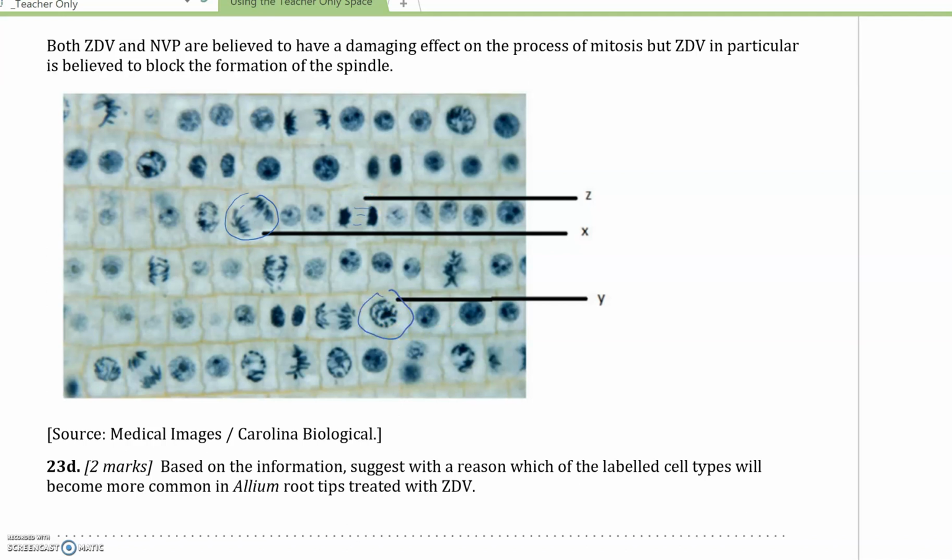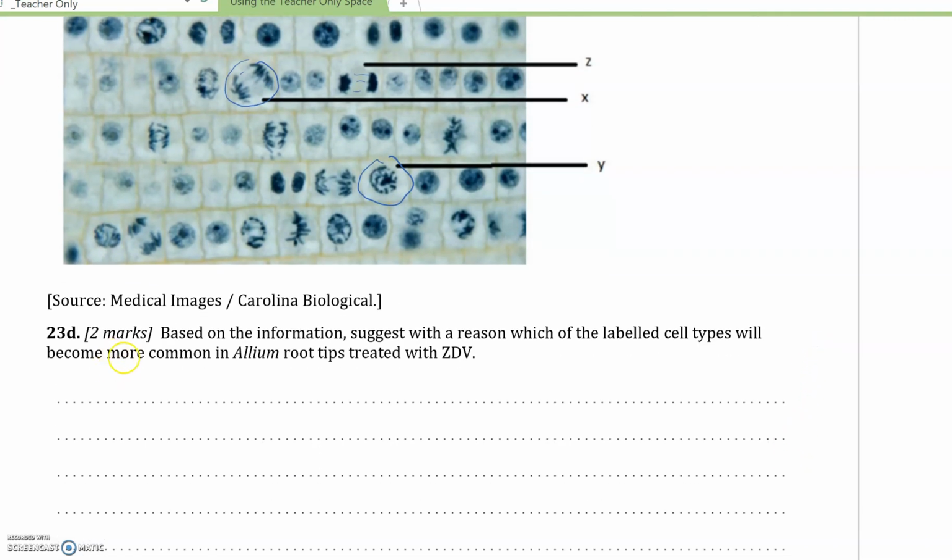Y, however, is showing a cell in interphase. So the answer is, first of all, Y will become more common, okay, but we've got 2 marks. So we need a reason as well. So you could talk about the fact that interphase doesn't have spindles, that in X and Z there are spindles, and that cells in Y cannot progress into cells in mitosis because there is no formation of a spindle fibre.